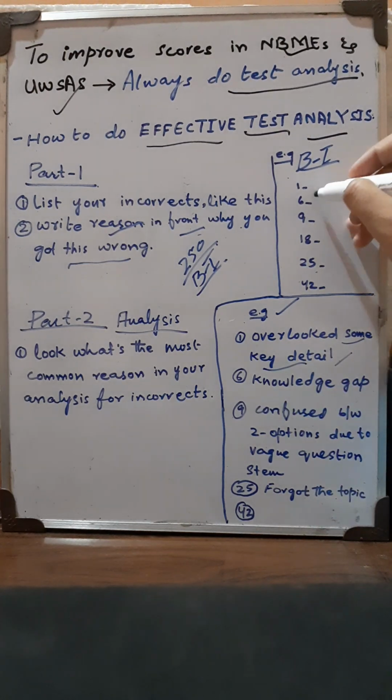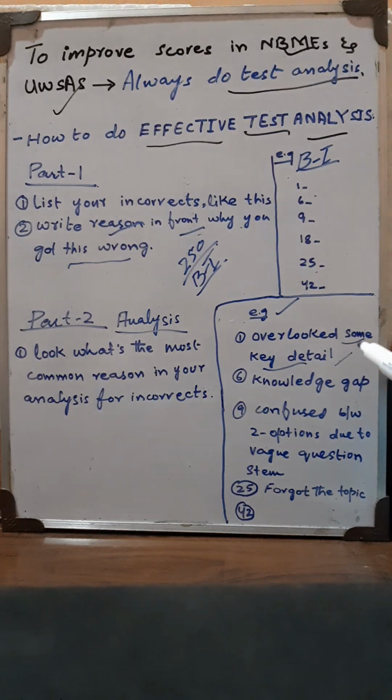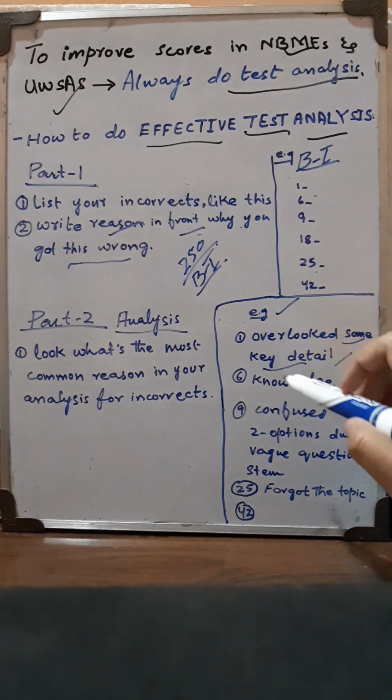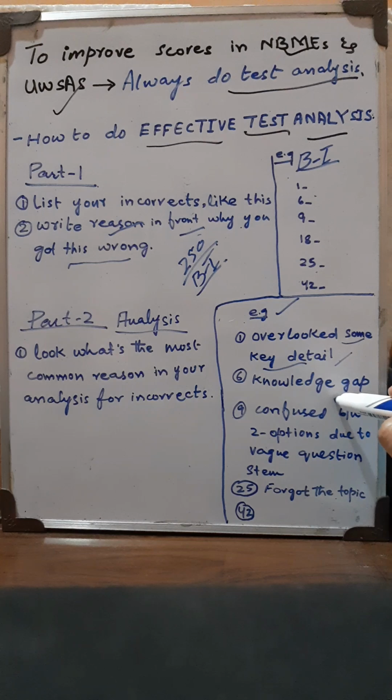Secondly, I got question number 6 wrong, and I revisited the question and reviewed it, and found out that this was something I had never seen. If I had read that before, I would have got it correct, but I had never seen that question. So this is why I got it wrong: I had a knowledge gap in that question.